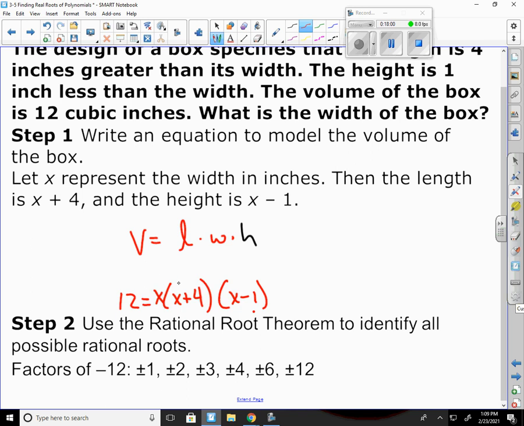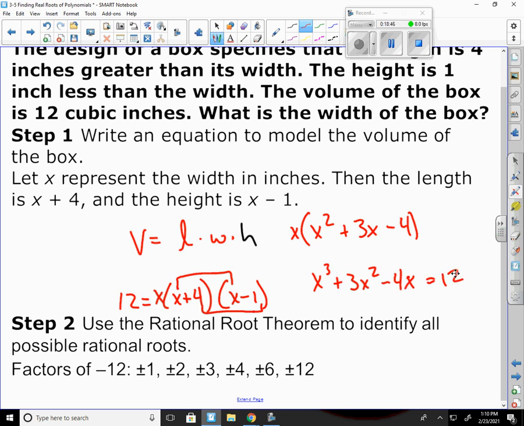So now I have to multiply this out. X times x is x squared. X times negative 1, that's negative x. Inside is 4x. 4x minus x gives me 3x. And then last is 4 times negative 1, so that's minus 4. And this is still times x. So now I distribute my x. It gives me x to the third plus 3x squared minus 4x equals 12. And I'm going to set this equal to 0, so I'm going to subtract my 12 over. X to the third plus 3x squared minus 4x minus 12 equals 0.